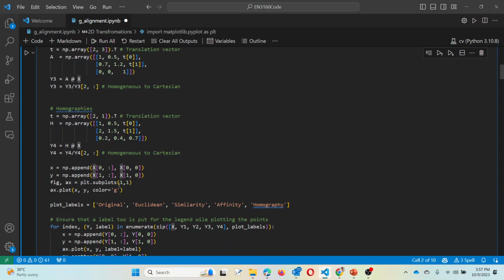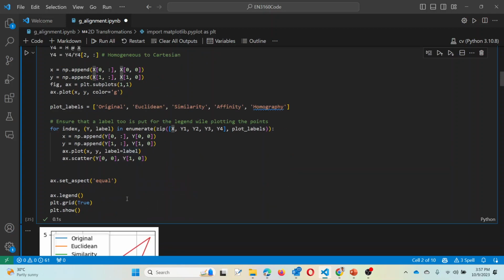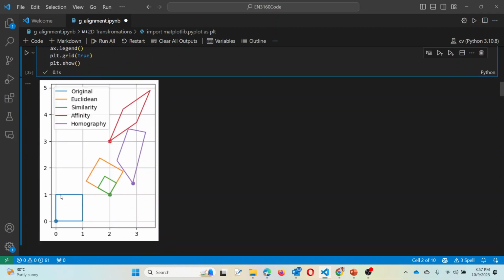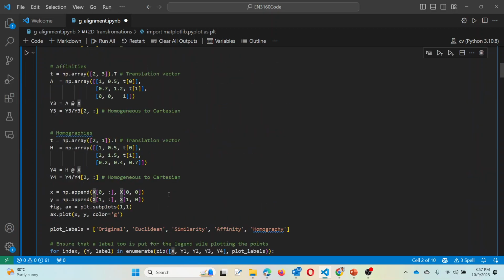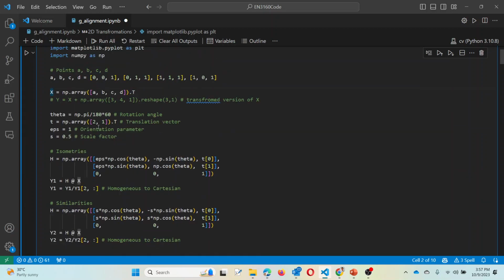So then what I do is I plot all these things. Here you can see the plot. This is the original square that we defined. Then we effected a Euclidean transformation. So you can see rotation and translation has happened. This origin, which I signify by a dot, from 0, 0 has moved to 2, 1 because that was the translation we had. The translation vector was 2, 1.